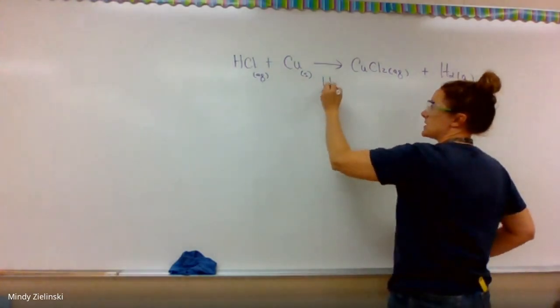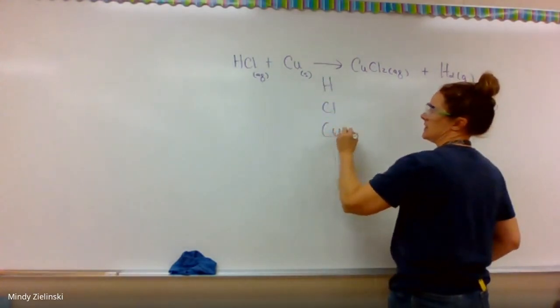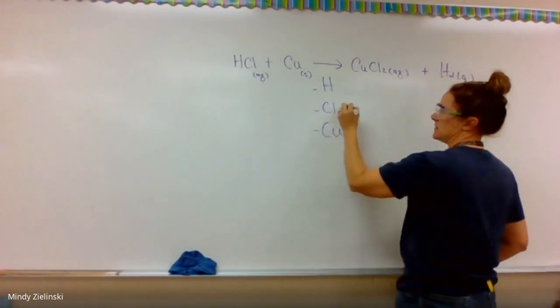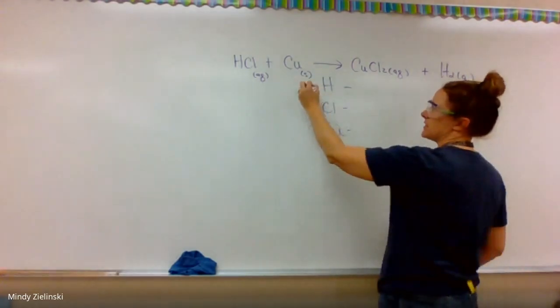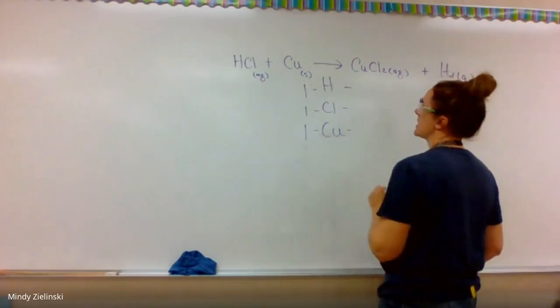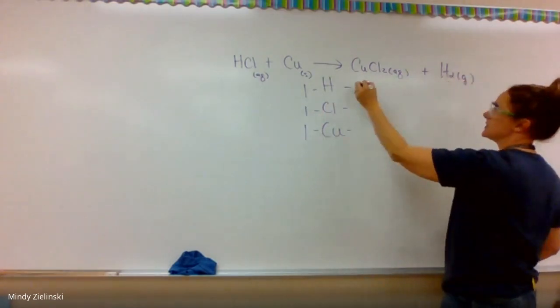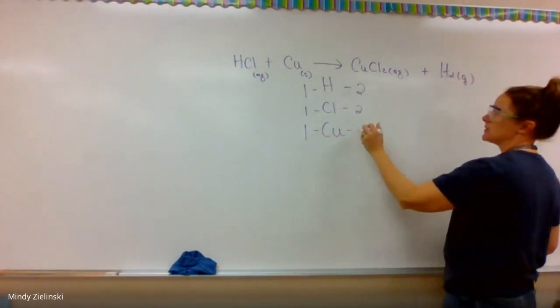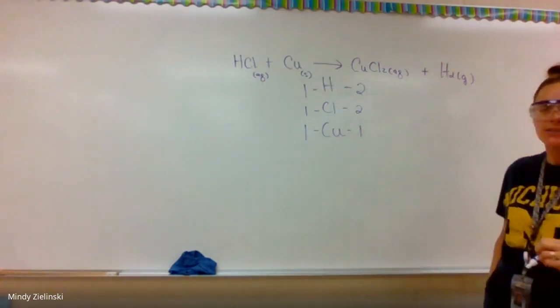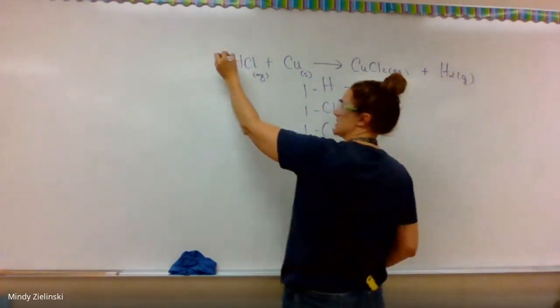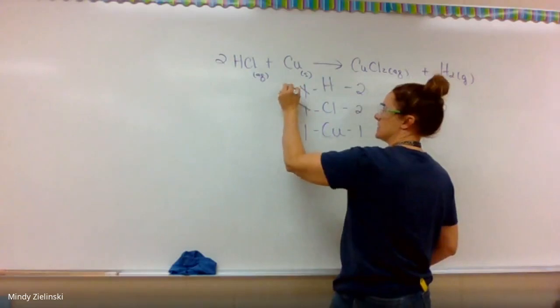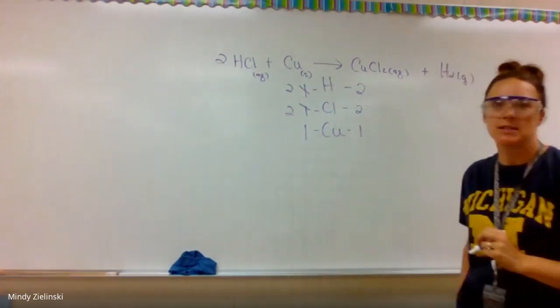Like I said, you always write it out by the element. Hydrogen, we have 1 hydrogen, 1 chlorine, 1 copper. Over here, 2 hydrogens, 2 chlorines, 1 copper. This one's kind of been an easy fix. Coefficient of 2 fixes everything that we need.